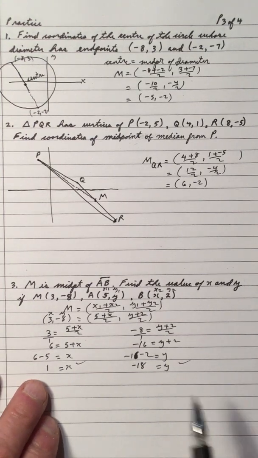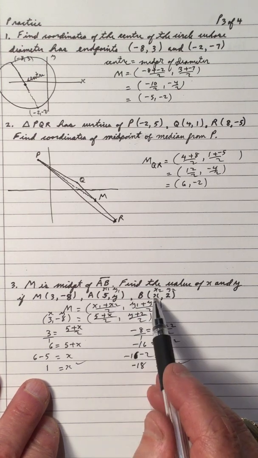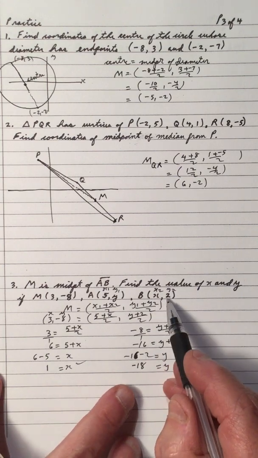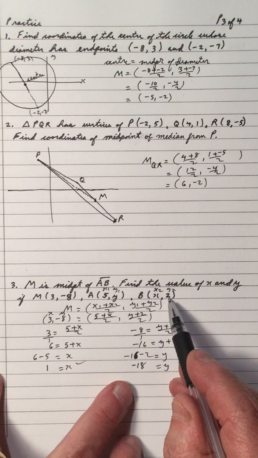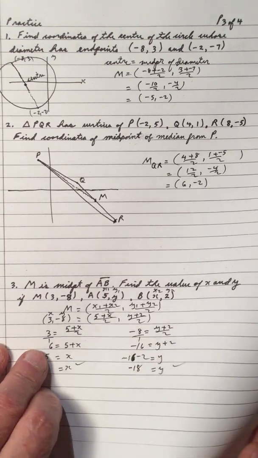And again, if you want to check it out, you can put a 1 right here. 5 plus 1 is 6, divided by 2 is 3. And negative 18 is right here for y. Negative 18 plus 2 is negative 16. Negative 16 divided by 2 is negative 8. So we just did a quick check.